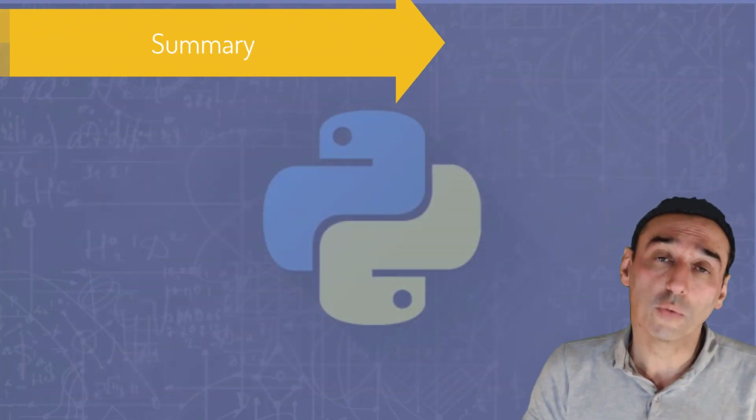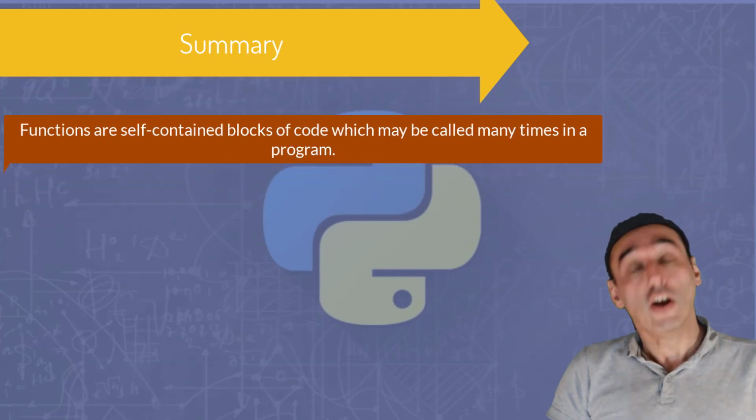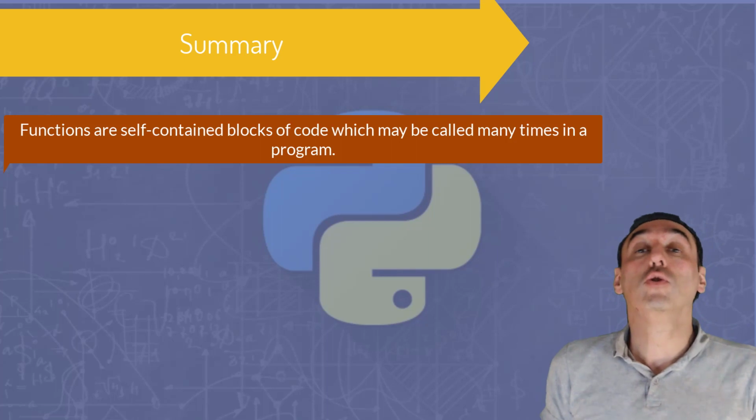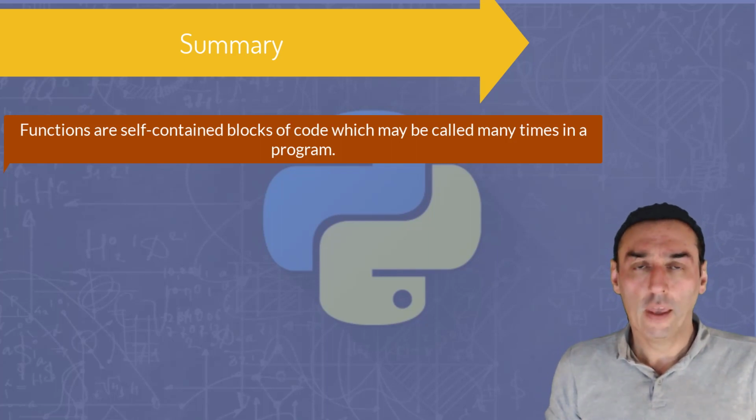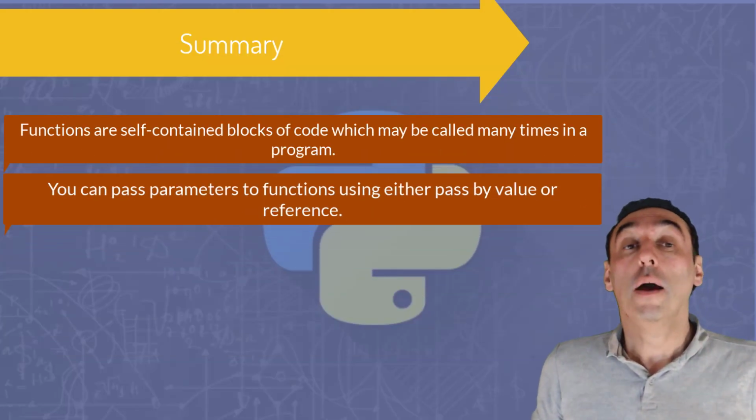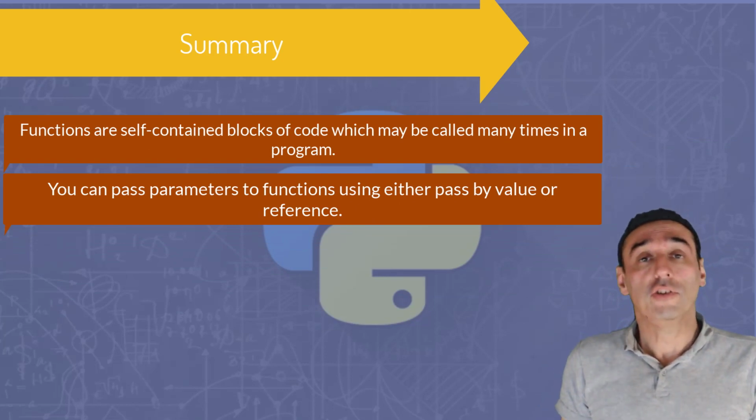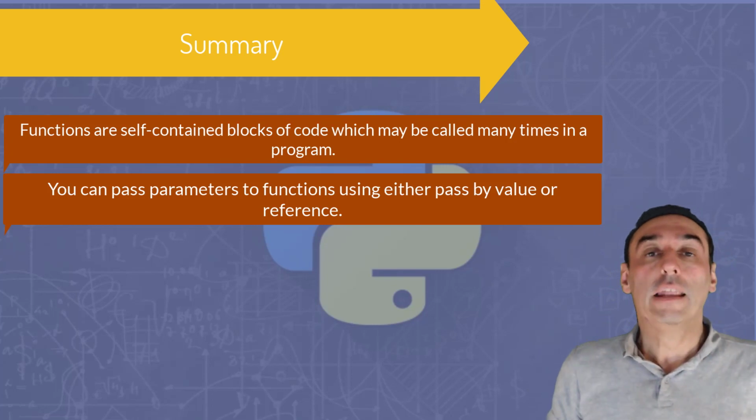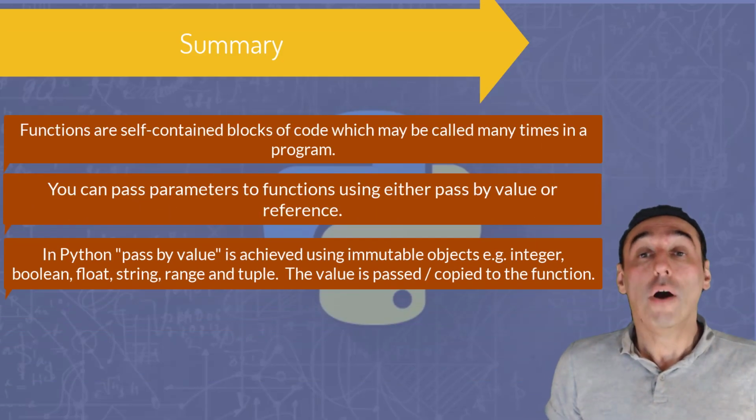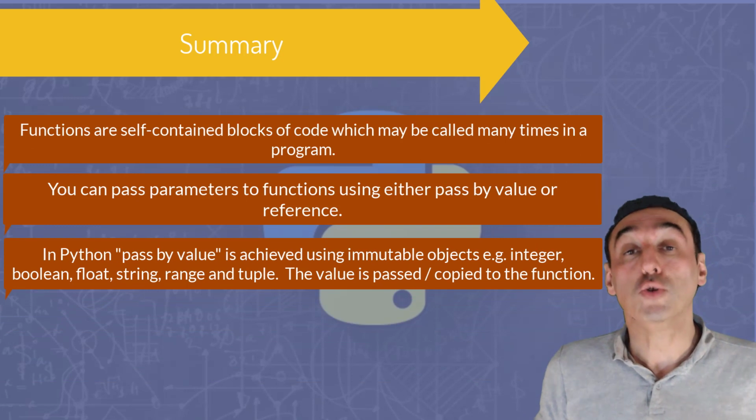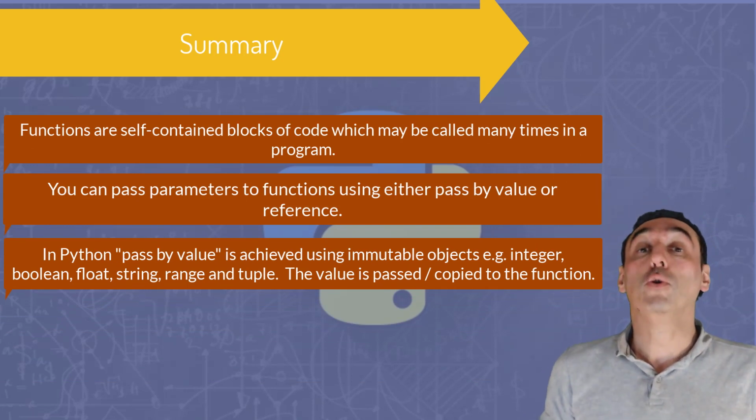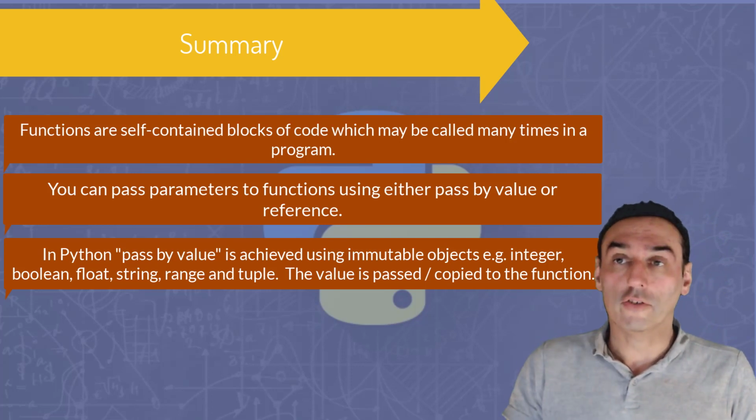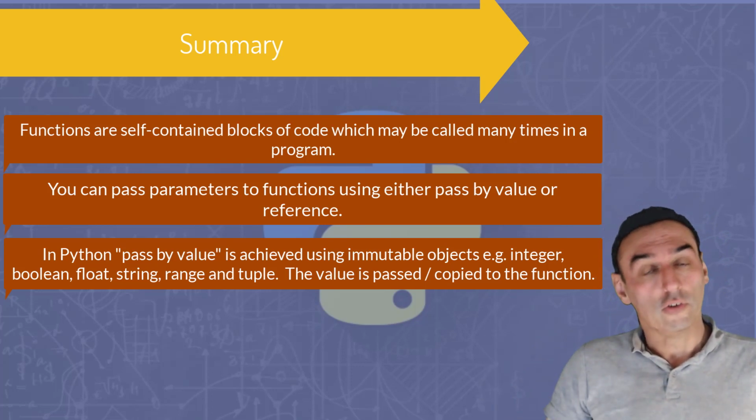So to summarize what we have learnt, a function is a self-contained piece of code within your program that can be called many times. And as part of that, we can pass parameters to functions using either pass by value or pass by reference. Now, pass by value in Python is achieved using immutable objects, i.e. integers, booleans, floats, strings, and tuples. The value is copied to the function when called.